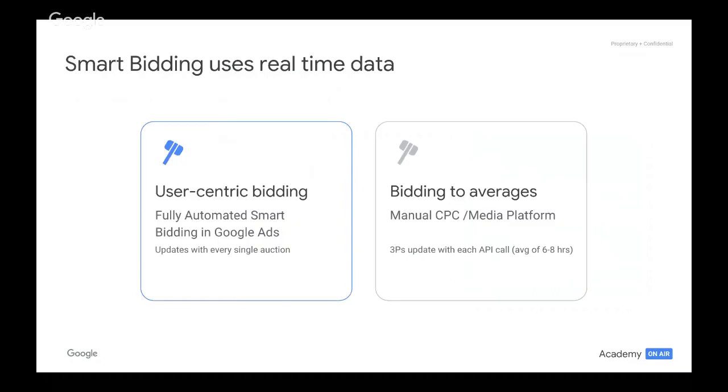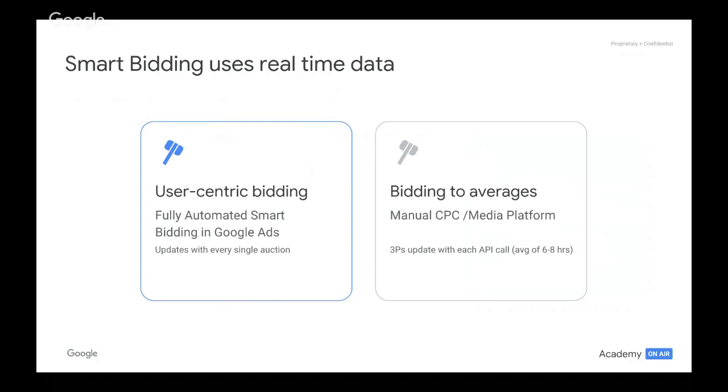So really, what is the difference when we look at manual CPC versus smart bidding? How does that really work in practice? So if we look at the right-hand side, so manual CPC and third-party or media platforms. What we're typically doing there is we're setting a keyword bid, and we're maybe making some adjustments at the device level and the geo level based on historical performance on a certain date range. Then once that's implemented, we test how that performs over a period of time. We see what the results were, and we go back and we make another change and we let it run for another period of time.